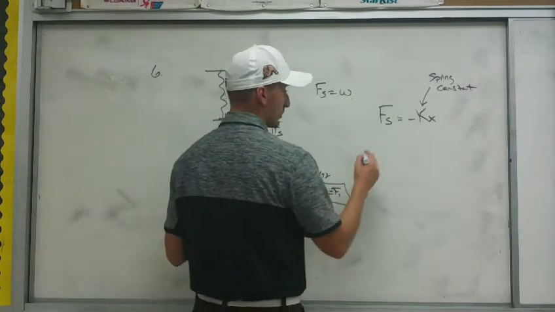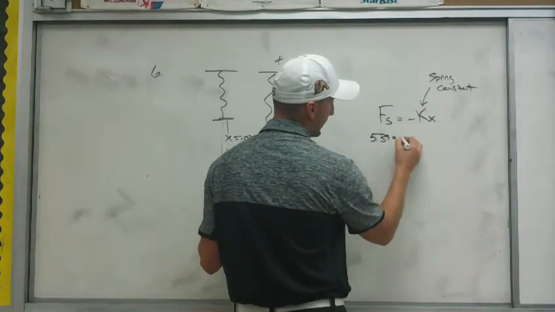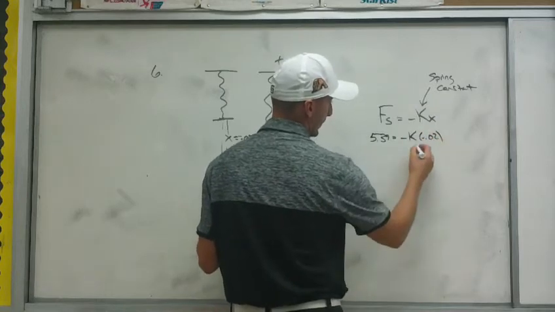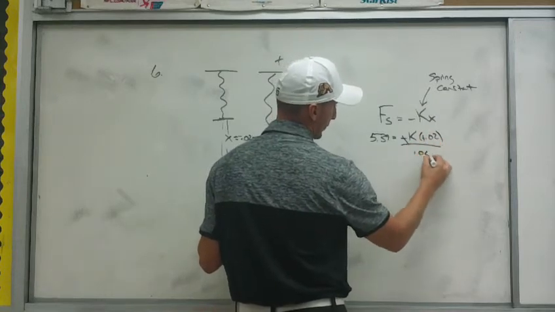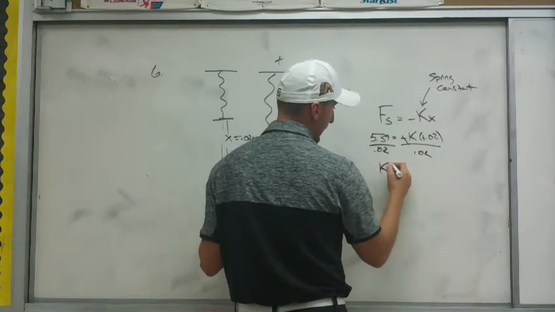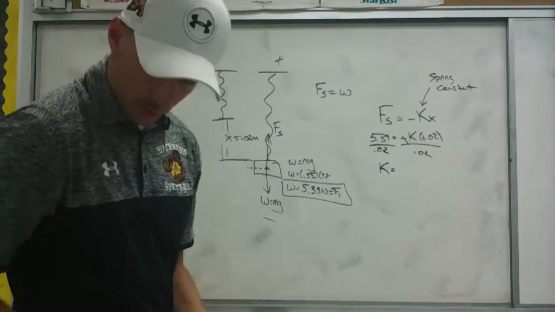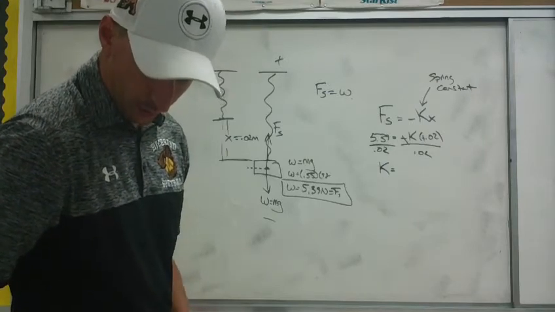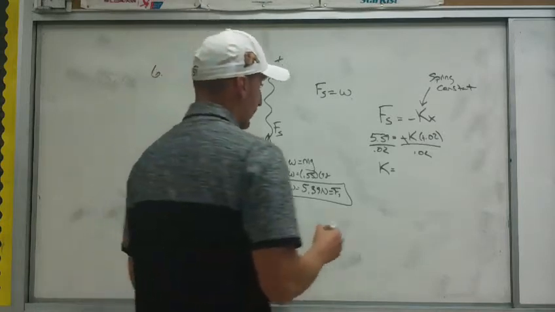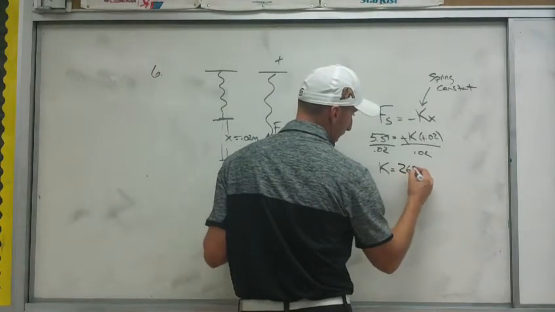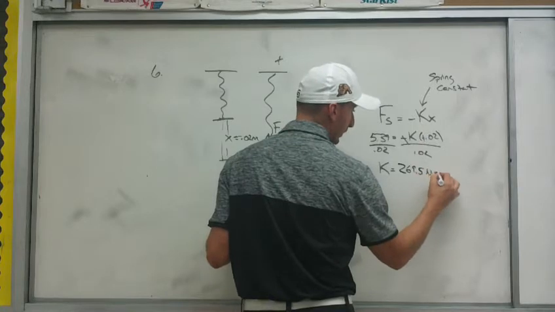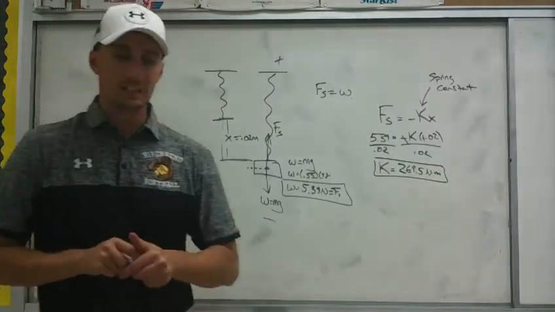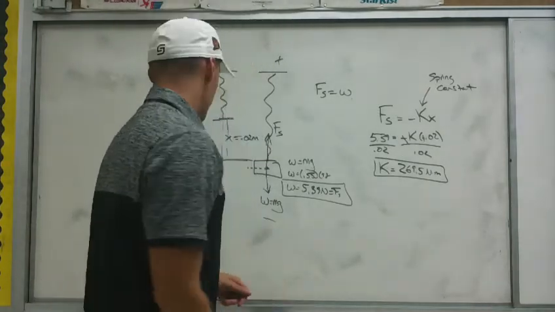So I plug in. Force of the spring is 5.39 equals negative K is what I'm looking for, times negative 0.02. All right, so I divide, well, negatives cancel out, I divide by 0.02, and I get K is equal to 5.39 divided by 0.02, I get 269.5. 269.5 Newton meters. All right, good. That's a basic spring problem. All right, number 7.